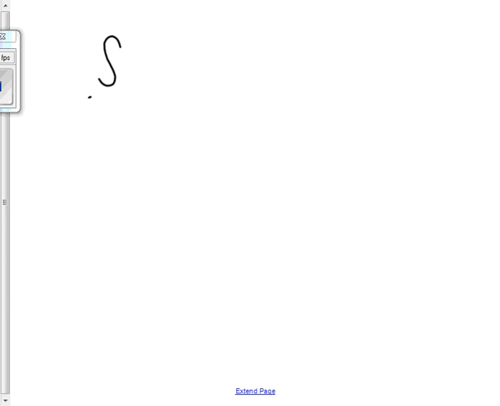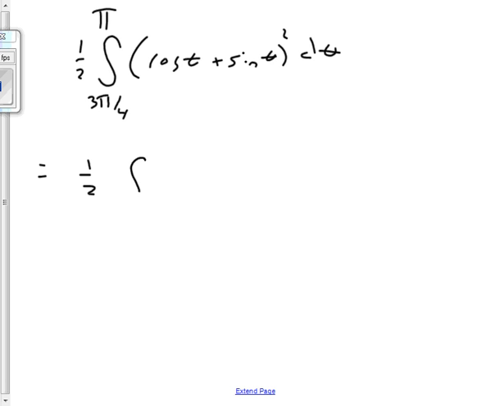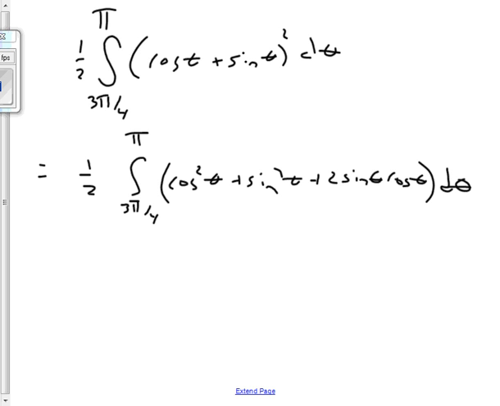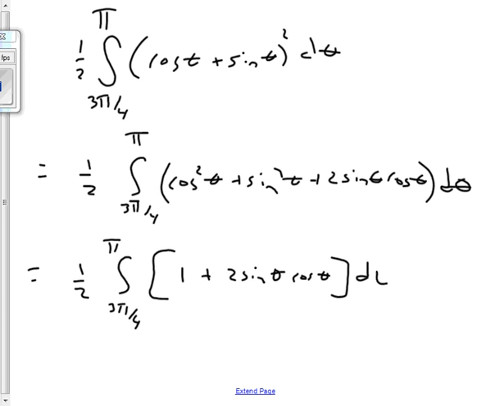So if I have the integral from 3 pi over 4 to pi of 1/2 cos theta plus sine theta squared d theta, let's square everything. We get cos squared theta plus sine squared theta plus 2 sine theta cos theta d theta. And we know that cos squared plus sine squared equals 1. So we get 1/2 times 1 plus 2 sine theta cos theta.